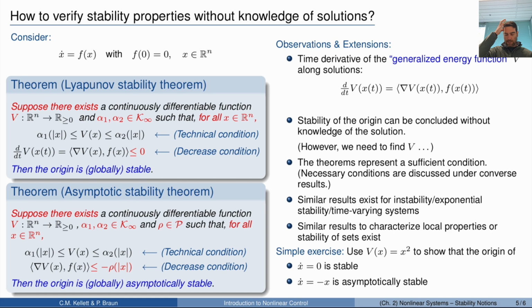And as a simple example, one can try to verify with the quadratic function here that V of x being equal to x squared is a Lyapunov function for the system x dot is equal to 0, characterizing stability, or asymptotic stability for x dot is equal to minus x.